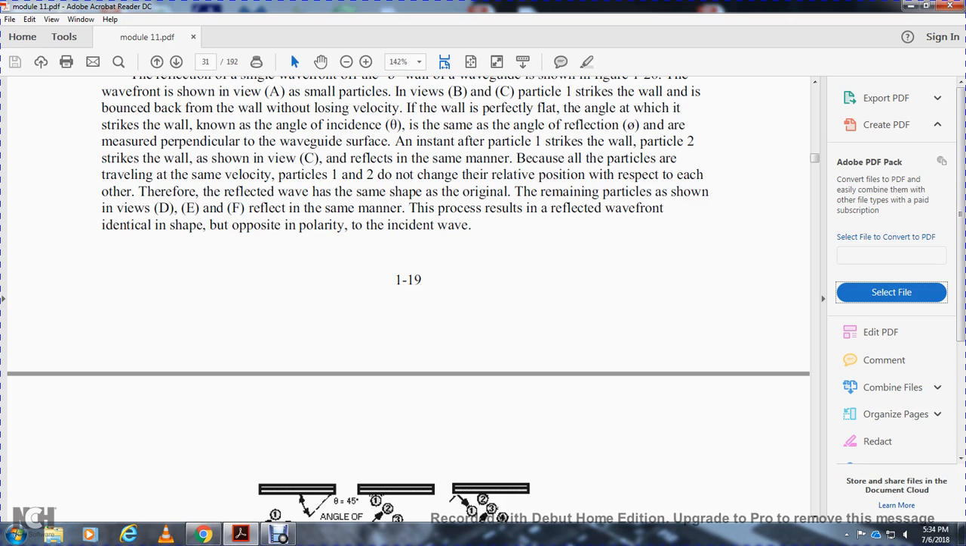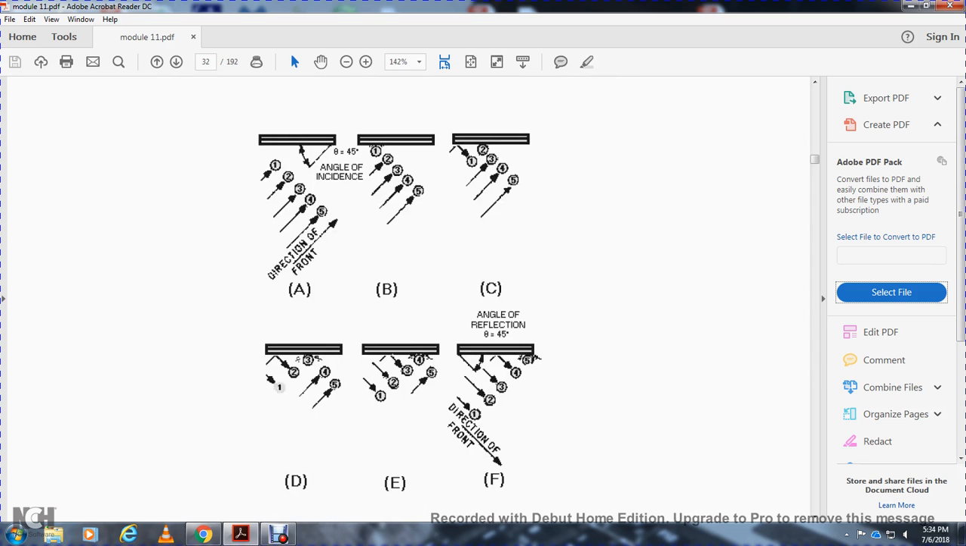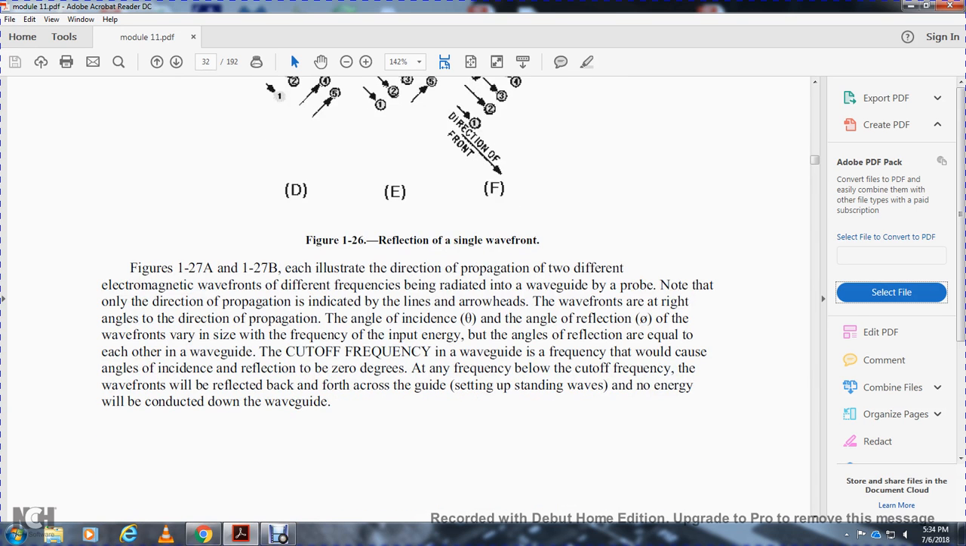The process reflects the wavefront identically. So what you get is C, and then you get a wavefront like D and E, particles 1, 2, 3, 4, 5. It has changed its direction. Figures 127A and 127B each illustrate the direction of propagation.